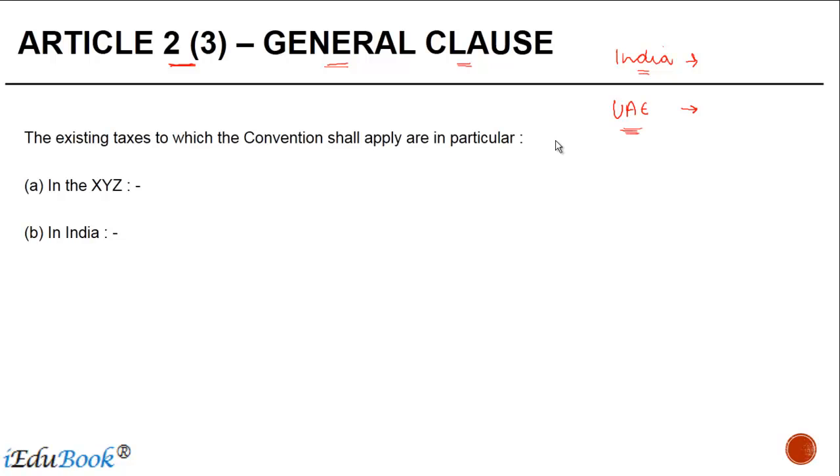While in various countries this clause may be different, the general structure of this clause is something like this, which says the existing taxes. Now, please note the word existing over here. The existing taxes to which the convention shall apply are in particular in the state XYZ. In our case, XYZ stands here for UAE. And then you will have a whole list of taxes. In India, again, you will have a whole list of taxes. To understand this better, let us move on to the next slide.